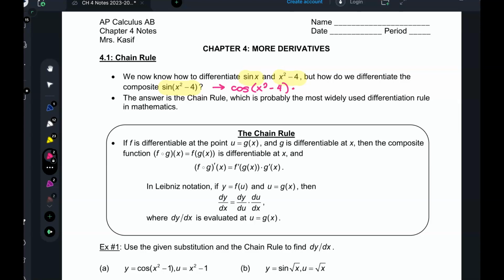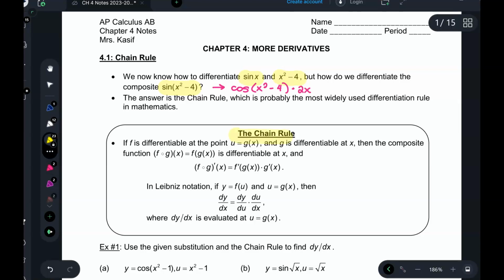So kind of like when I did the power rule here, but I have to take care of the derivative of x squared minus 4, which is 2x. So I would multiply at the end by 2x. So that is the basic chain rule.